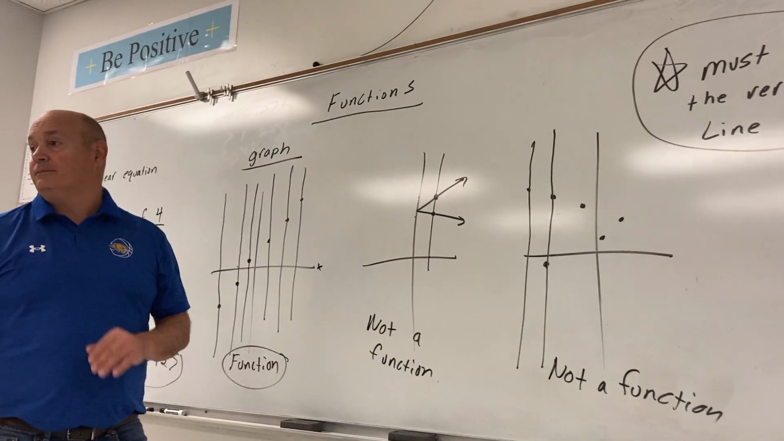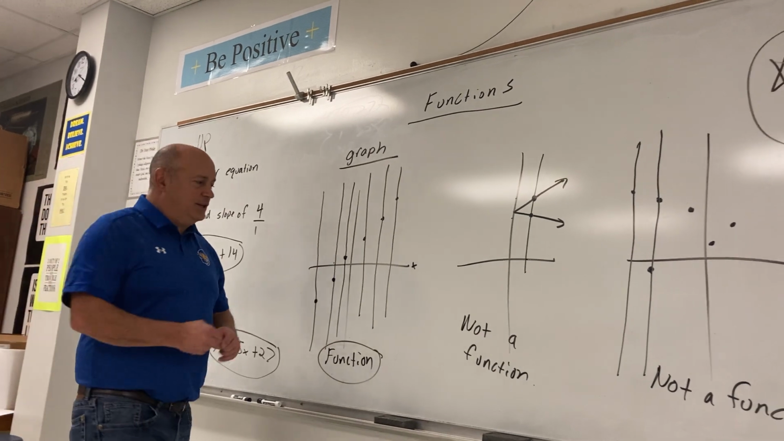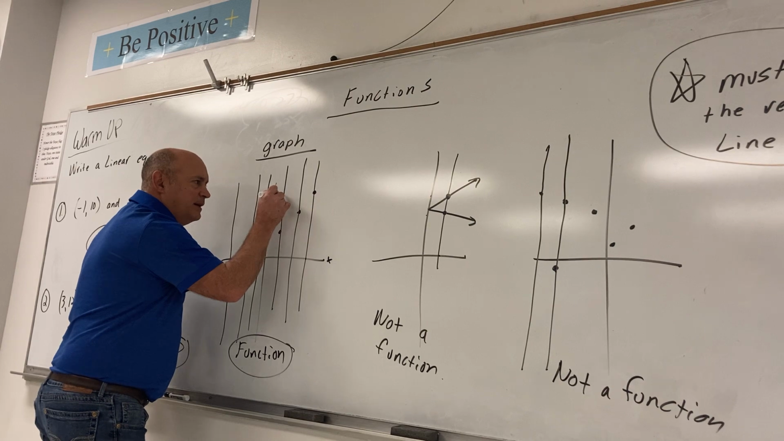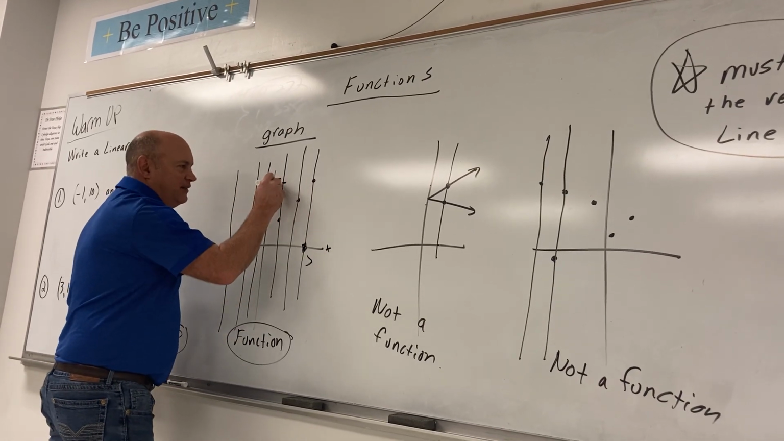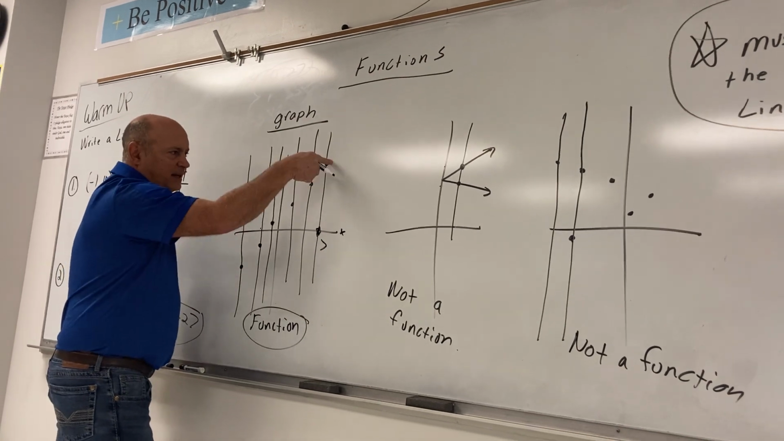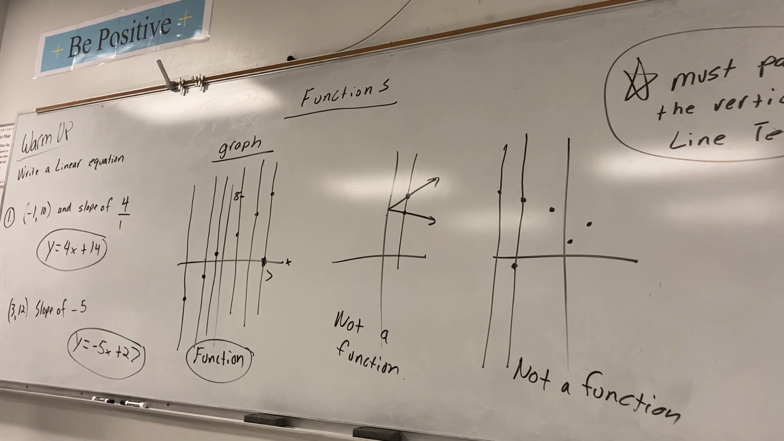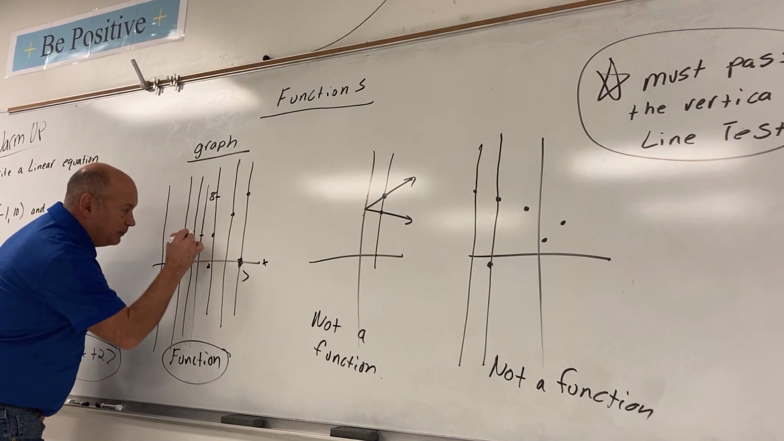Questions? Yes? Are all the points girls? The X's are the girls. This point is the boy. So whatever number that is, let's make it up. 7, 8. Girl number 7 is dating boy number 8. That's how you read a graph. Girl number 2 is dating boy number 4.